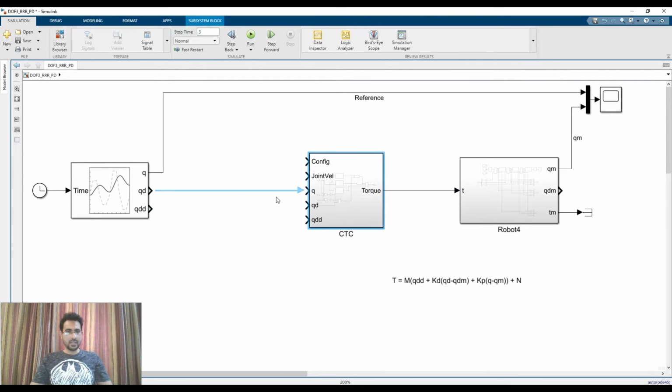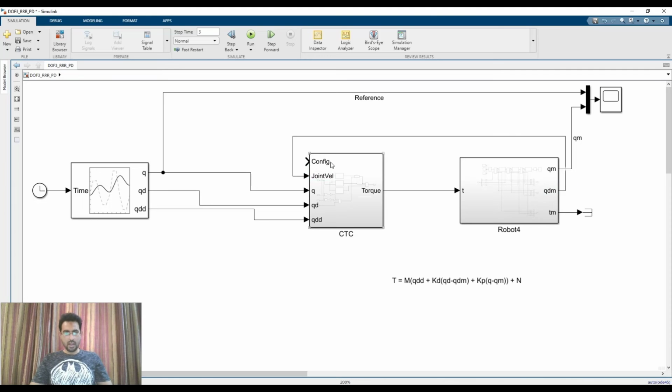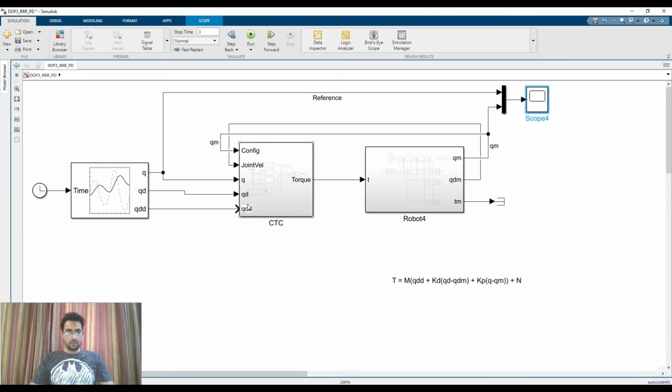And on the inside, I need to provide these things. I need to provide the Q, which is the desired angle. I need to provide Qd, which is the desired velocity. Q double dot, which is desired acceleration. Joint velocity will be coming from here, and configuration will be coming from this one. So I've just placed the things a bit tidily, and now let us run it and see what happens.